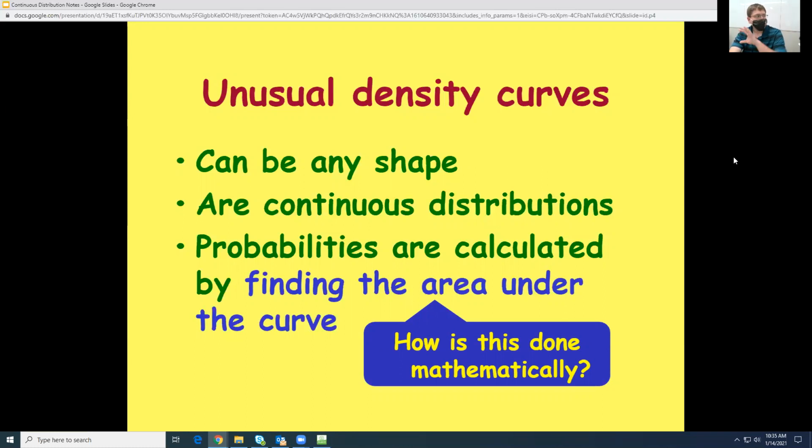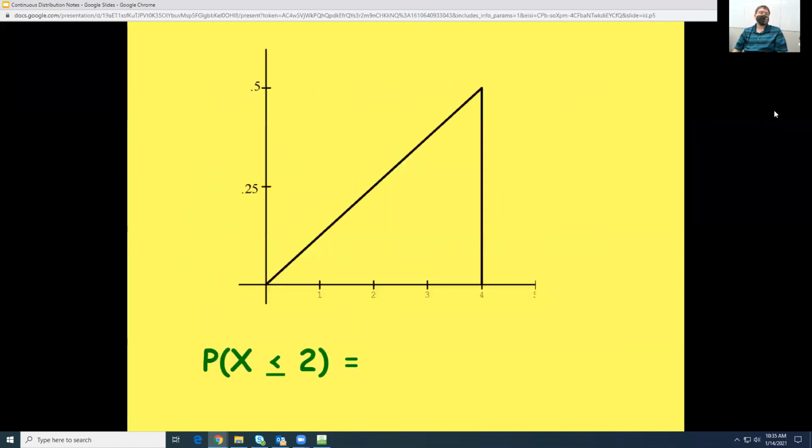Okay, so you have to put geometric concepts into the dimensions of statistics here. Here's a random, unique density curve. It looks like a triangle. I want to find the probability that x is less than or equal to 2. It helps if I shade these or have an idea of what portion of this triangle I care about, the area underneath this curve.